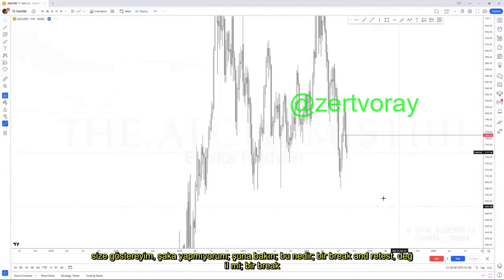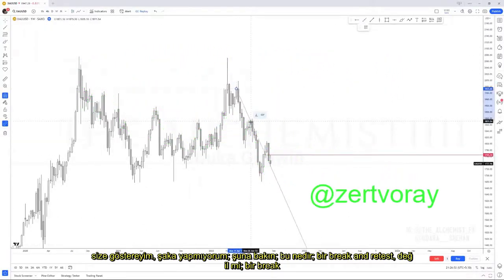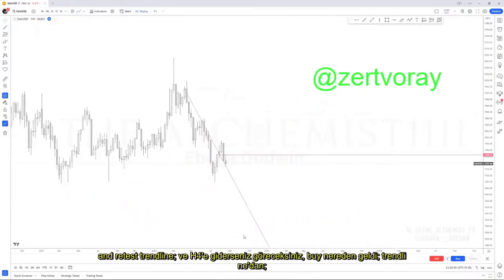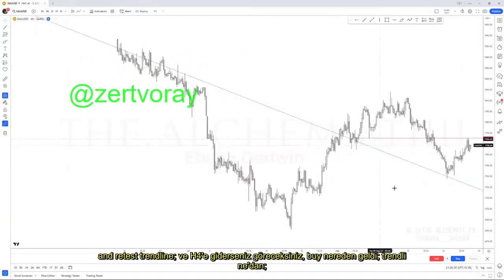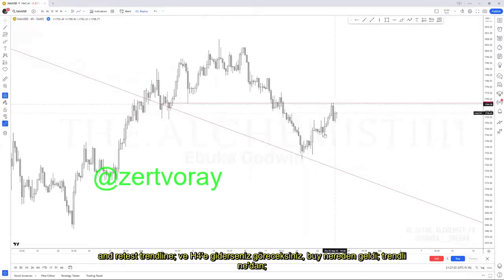Let me show you. Not even kidding. Okay, look at this. What's that? A break and retest, right? A break and retest trend line. And if you go to H4, see that? Where did the buy come from? Trend line. Okay, from the trend line.